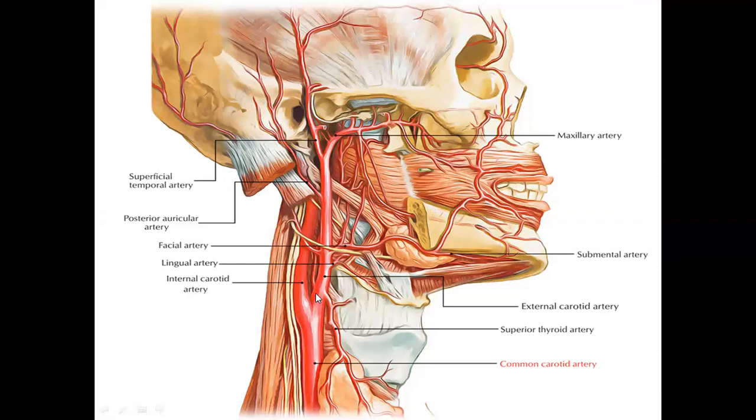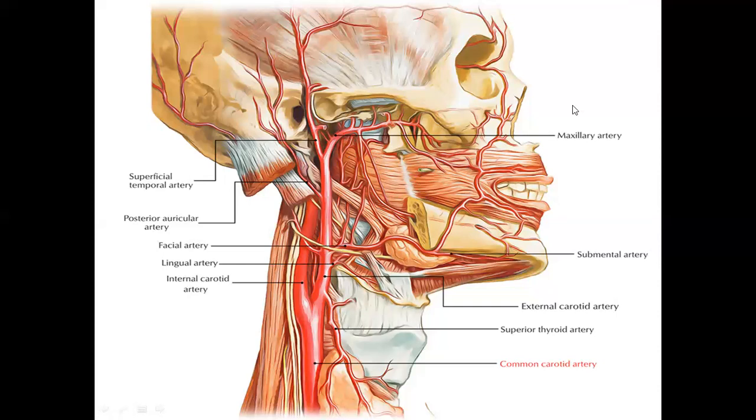And this is the ascending pharyngeal artery, which supplies the pharynx, the constrictors of the pharynx. The ascending pharyngeal is the medial branch. This is the maxillary artery. This is the terminal branch. This is the maxillary artery, which supplies the lower jaw, upper jaw, the muscles of mastication.